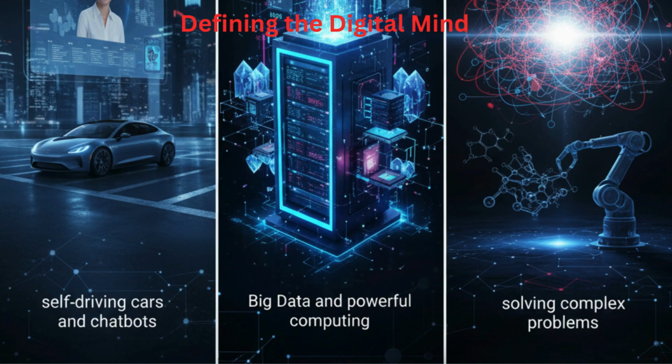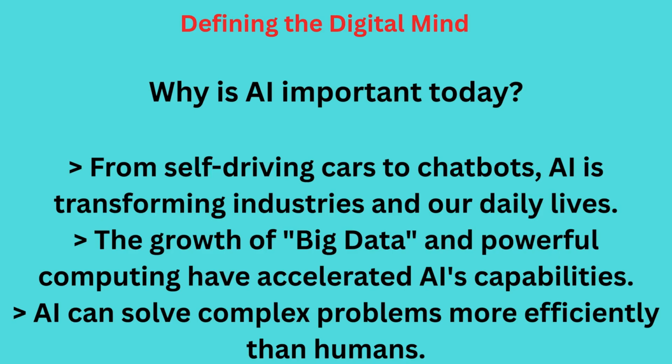Finally, at its core, AI is important because it can solve complex problems more efficiently than humans. This is not about replacing people, but about augmenting our abilities. AI can analyze millions of data points, identify patterns, and make predictions in seconds, tasks that would take a human a lifetime to complete. It allows us to tackle challenges that were previously impossible to solve.